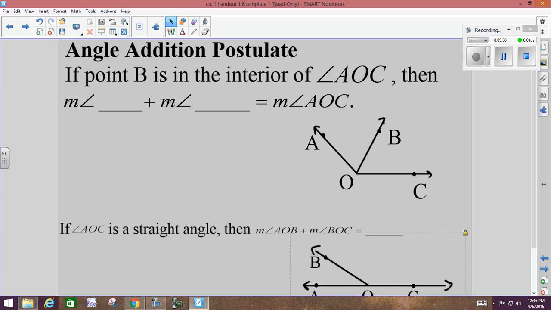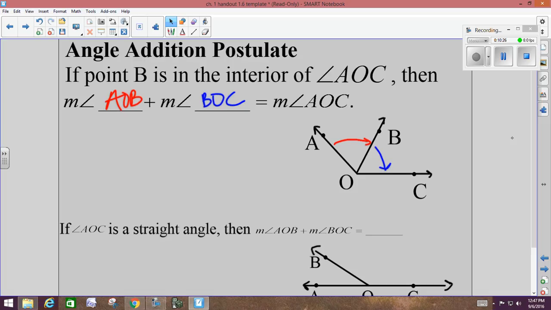Angle addition postulate. If we have point B in the interior of angle AOC, what's interior mean? Inside, good. So angle AOC, point B is inside of it. Then the measure of some angle plus the measure of another angle is going to equal the measure of angle AOC. Brad, which 2 angles do I have to add together to get angle AOC? Sweet. You said BOC, right? Good job. Angle addition postulate: the measure of angle AOB plus the measure of angle BOC equals the measure of angle AOC. Two parts make a whole.